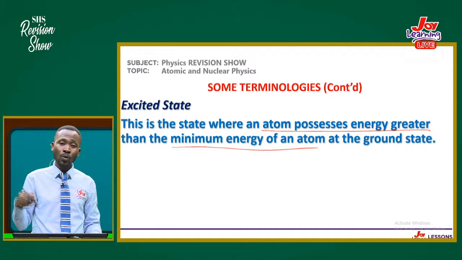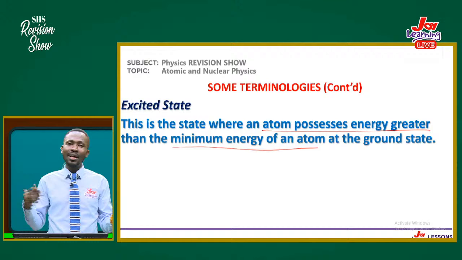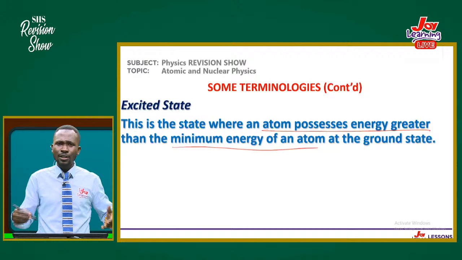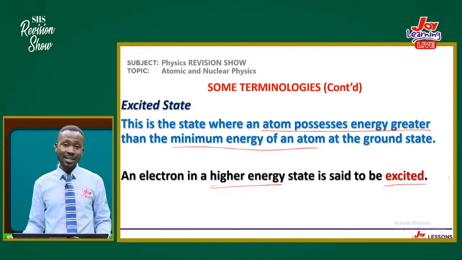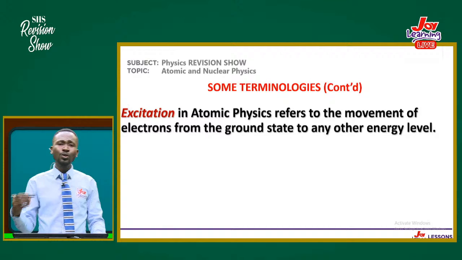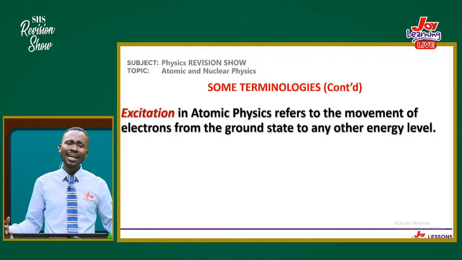What happens when they gain energy from the ground state and they become excited? They move to that excited state, then they make transitions. Very important. So this electron that has gained a higher energy is said to be excited. Not that it is happy, but it has gained a higher energy. Now, how do we excite an atom? That is something that you should look out for. How do I excite an atom? Apart from bombarding it with radiations, what else can we do to excite an atom?